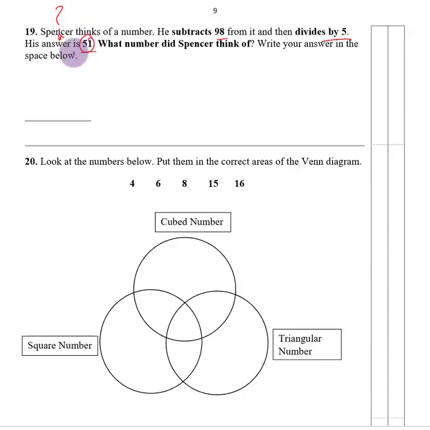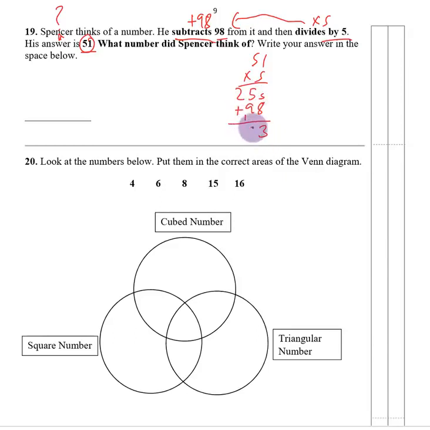So start at 51. We're going back through, divide by 5, so we will do the opposite. We will times by 5. So 51 times 5 gives me 255. And then we'll keep going back through. This is subtract 98, so we actually need to add 98. So we'll just add 98. 5 add 8 gives me my 13.